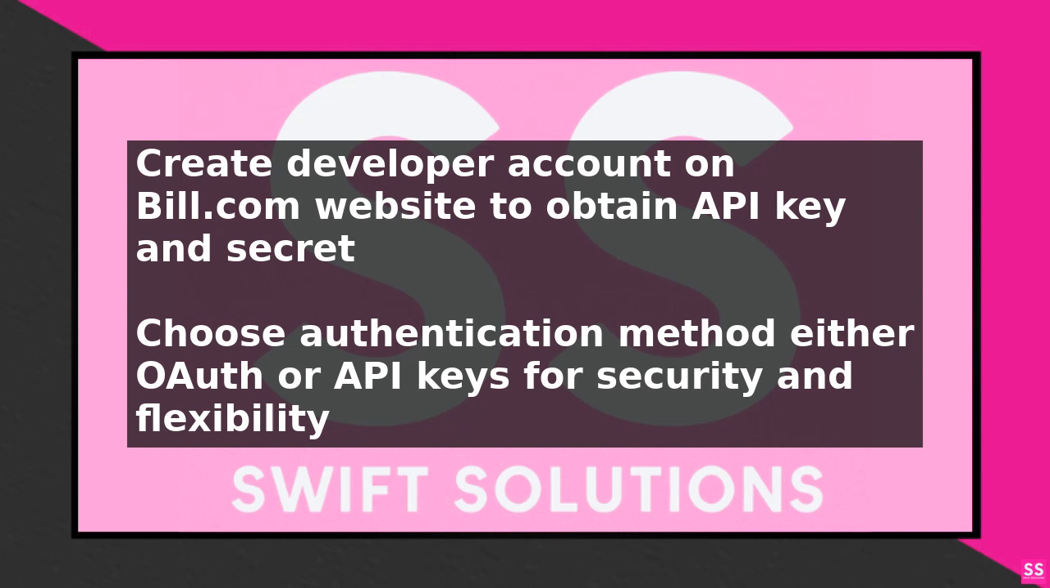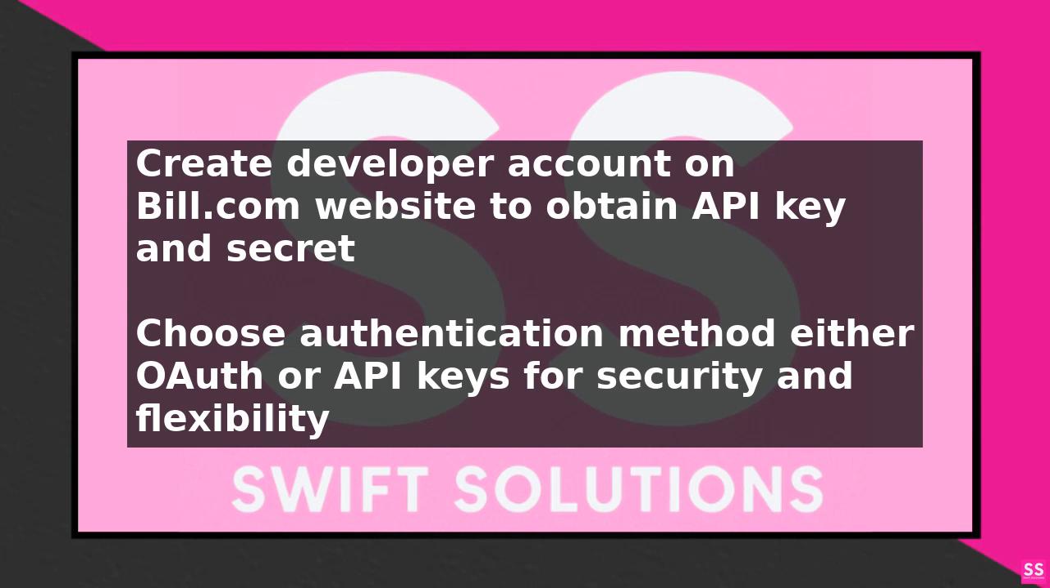Next, choose an authentication method, either OAuth or API keys. OAuth is recommended for most use cases, as it provides more security and flexibility. To use OAuth, register your application on the Bill.com developer portal and obtain a client ID and client secret.